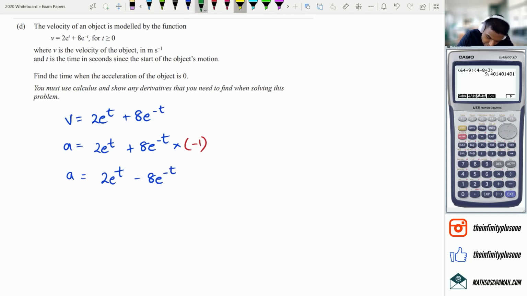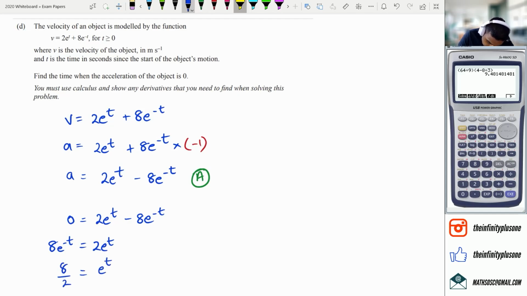By the way, guys, doing this gets you an achieved. So now we want to know what time the acceleration is equal to 0. So we just have to put 0 equals 2e^t minus 8e^(-t). Rearranging this, I'm going to get 8e^(-t) equals 2e^t. And then I've got 8 over 2 equals e^t divided by e^(-t).